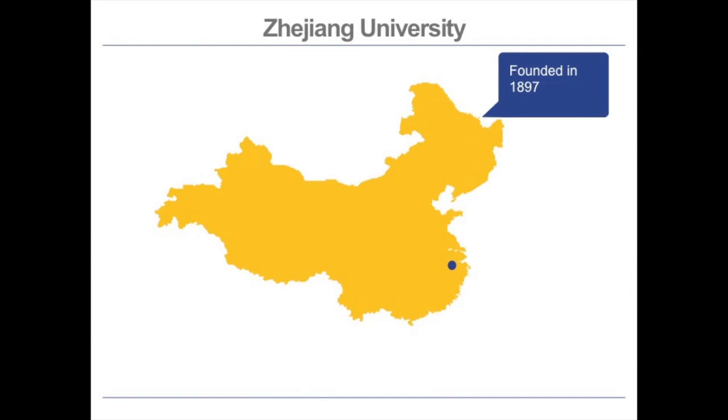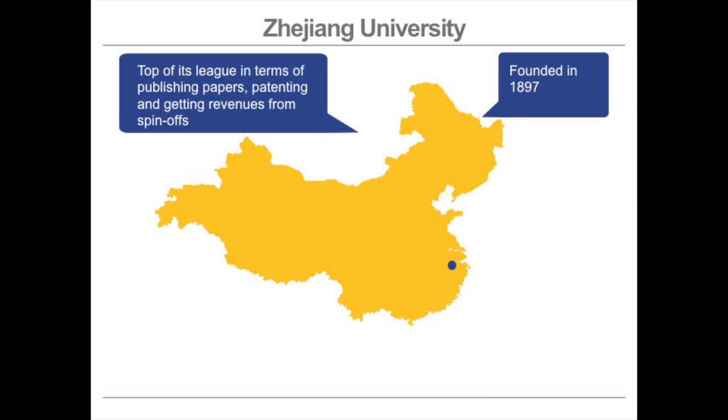Now, let's look a little bit closer at China and Zhejiang University. Zhejiang University is a top-ranked university in China, founded in 1897. Since the 1990s, several Chinese universities have established offices commercializing science and technology developments. Looking further, Zhejiang University is on top of its league in terms of publishing papers, patenting, and getting revenues from spin-offs.